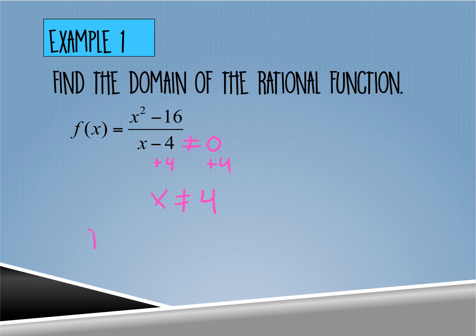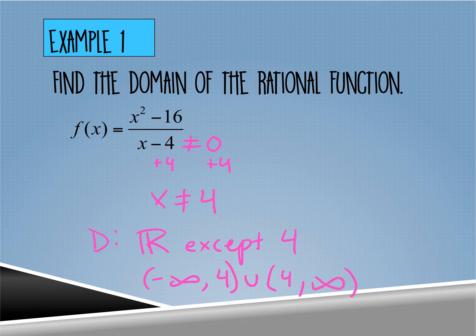So my domain, I could write it two ways. It would be all real numbers except 4. Or I could write it in interval notation, which would be from negative infinity to 4 with the parentheses because it's not including 4, and then from 4 to infinity. Because you can't have 0 in your denominator, so that's our restriction on the domain. So our domain's all real numbers except 4.